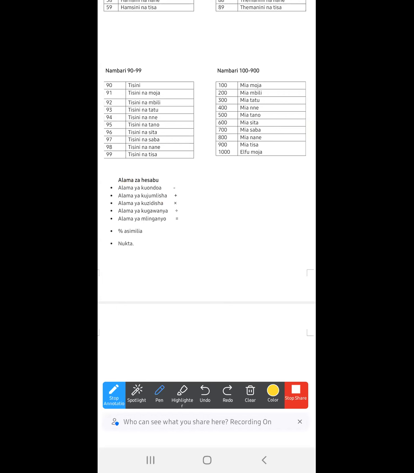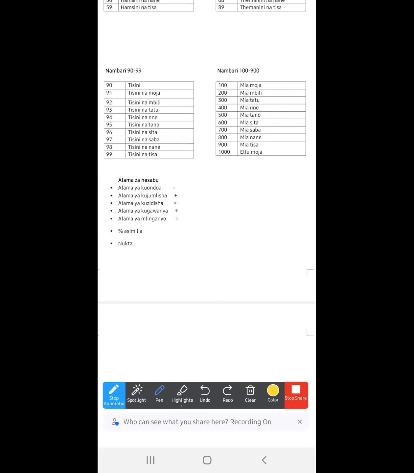And then we have alama ya kugawanya. Kugawanya is dividing. Like if your parents bring you something at home and they tell you to divide it among all your siblings, that is kugawanya. Maybe you have brought 10 oranges and you are 5 in the house, when you divide that is 2, right? Mbili. Ama ukikuwa na machungwa 10 na mko watano kwenu na muambiwe mgawane, mtagawa mara mbili mbili.